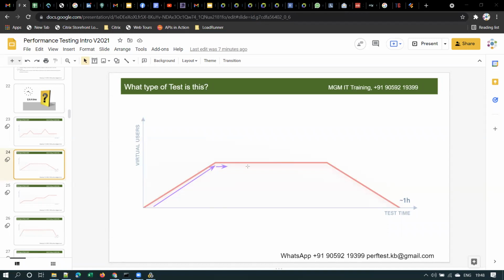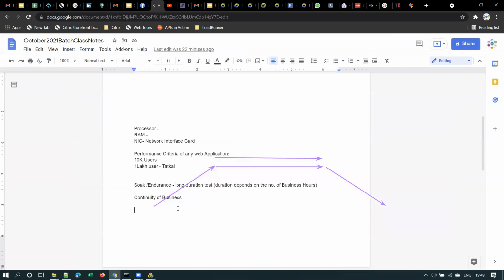And this is called steady state. We maintain that load for some duration, like 1 hour or so. And then we gradually ramp down the users. This is called the ramp down period. You understood what is meant by ramp up and ramp down? The duration in which you increase the user load gradually is called ramp up, and this is called steady state. Let me note it down here, your notes.